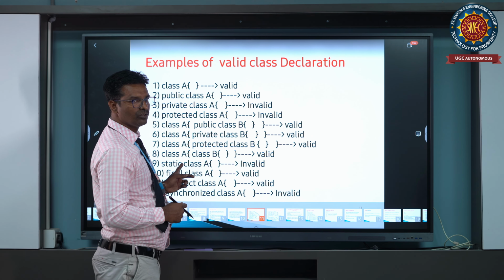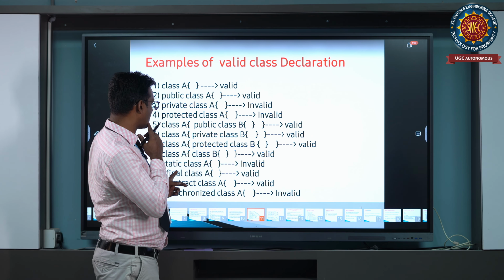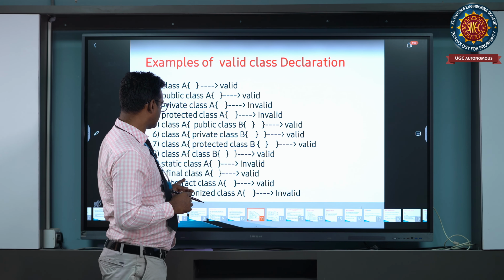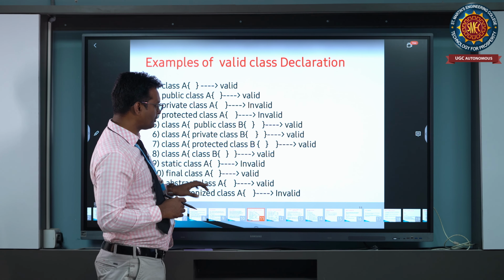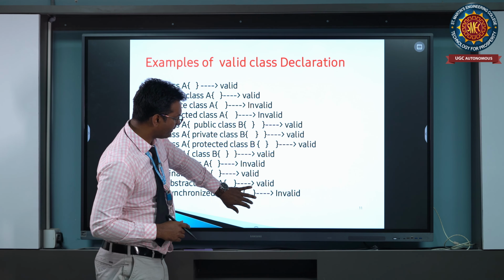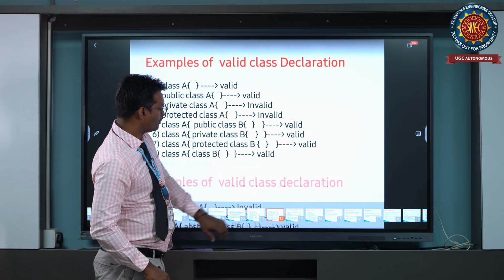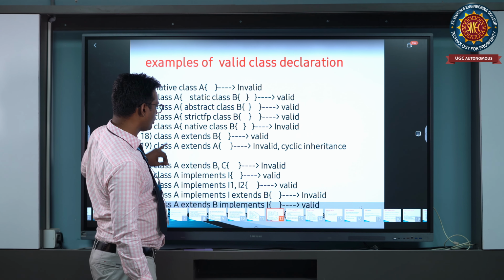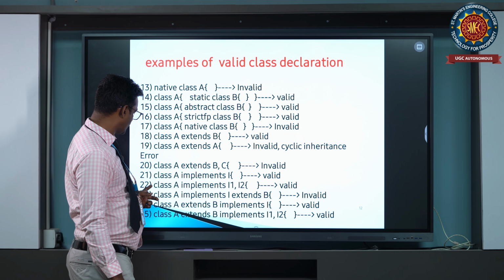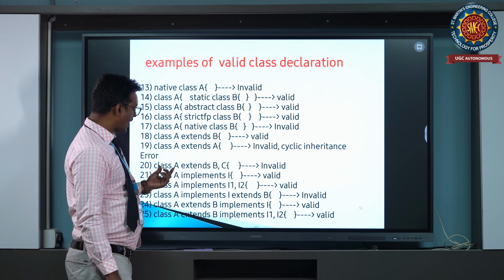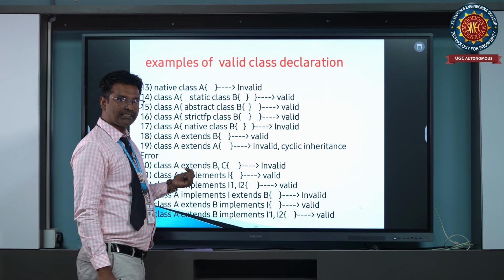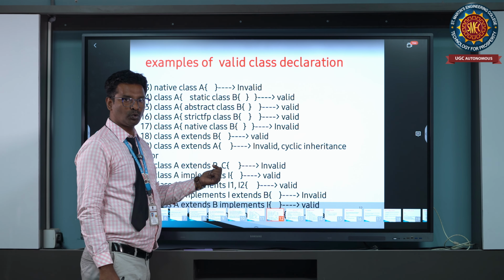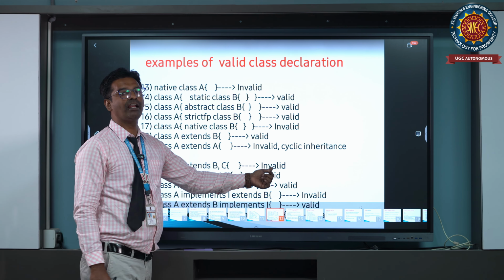Next, static. The static keyword is also not valid. Only final and abstract are valid. Next, here you have to observe lines 20, 21, 22, 23, 24. After the class declaration, I use the extends keyword. Only one superclass is allowed, but here we are declaring two superclasses. So this is an invalid declaration.